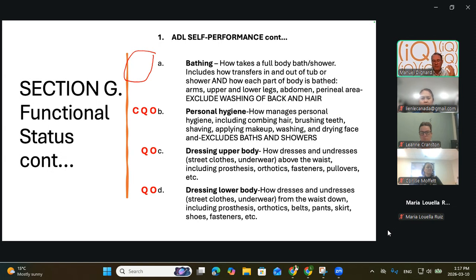And then we just flip that down to dressing lower body. This one includes underwear, pants, belts, shirts, skirts, shoes, stockings, any prosthesis or braces that go on the legs. Okay, so we're going to be clear on what help is provided. Are they lifting their legs? Are they pulling the garments on? Are they needing full assistance?